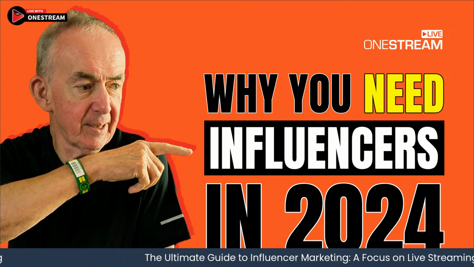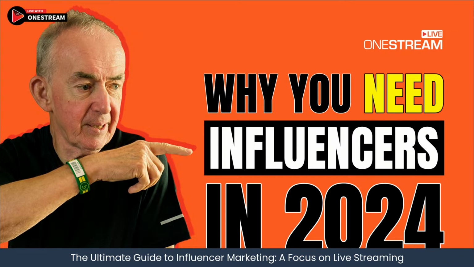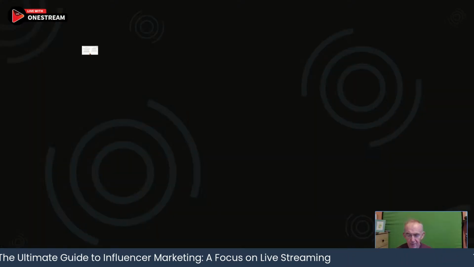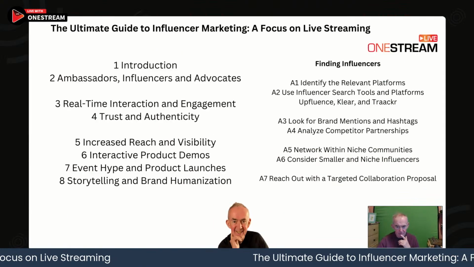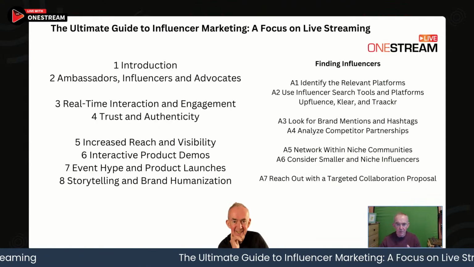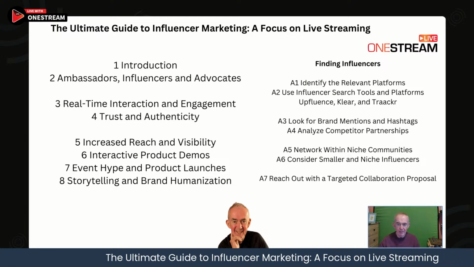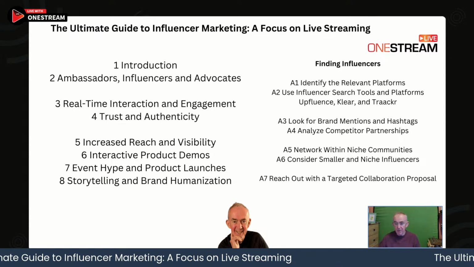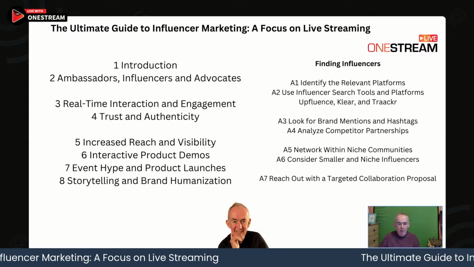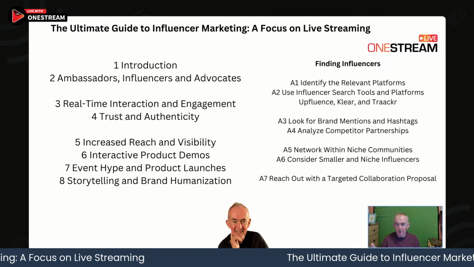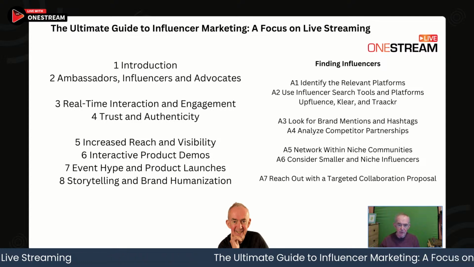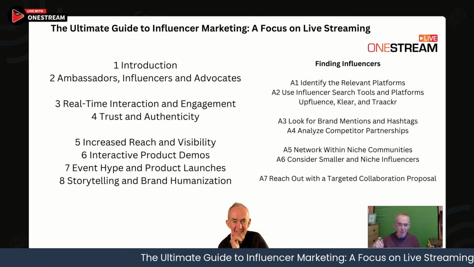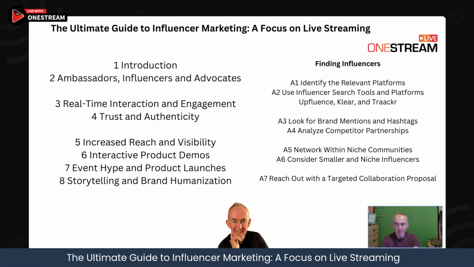So the next thing I'm going to bring up is the agenda, and we're going to quickly run through that. I'm going to take it off solo and bring it over here. So we've looked at what influencers can do for you. They can increase your reach. They can do demos. They can do product launches. They can tell stories. They can humanize your brand. You can find influencers on Upfluence, Clear, and Tracker. You can search everywhere, brand mentions and hashtags.